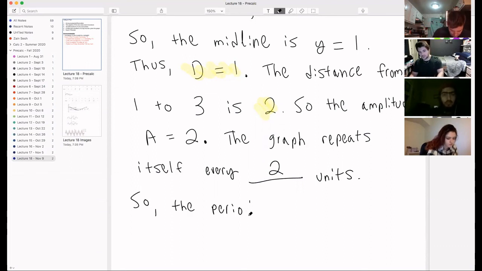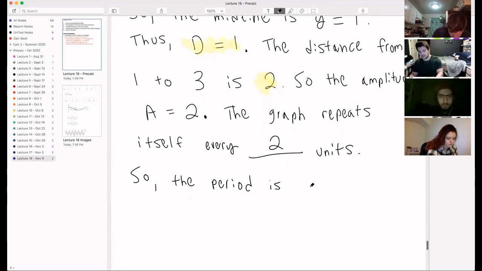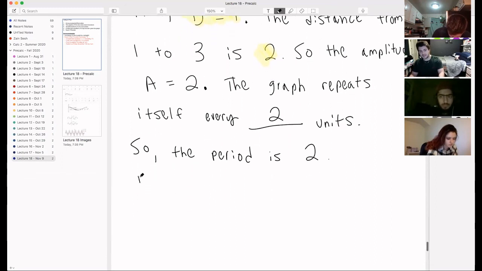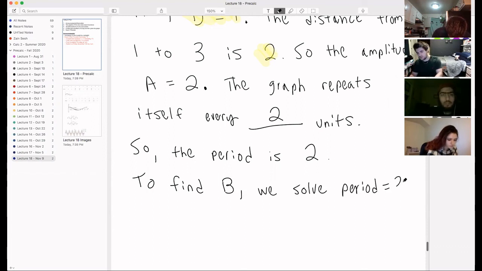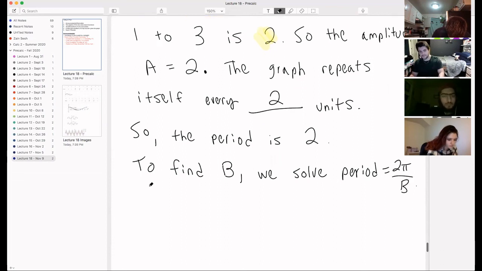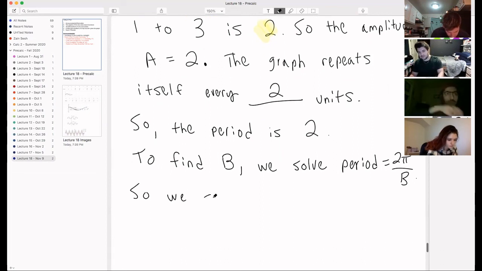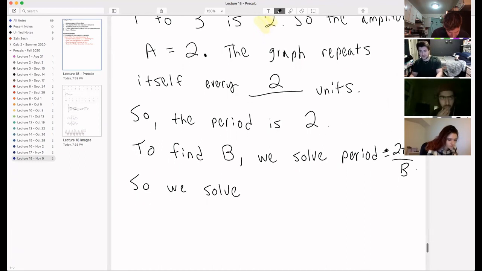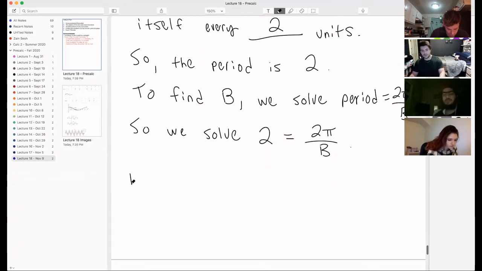So the period is 2. And to find b, remember that equation we need to solve. To find b, we solve period equals 2 pi over b. So we solve, the period is 2, so I'm putting that on the left side. 2 pi over b. Thus, b equals.